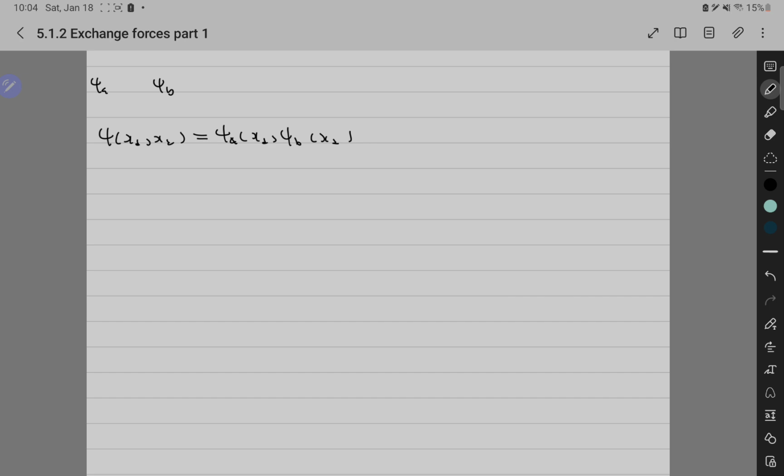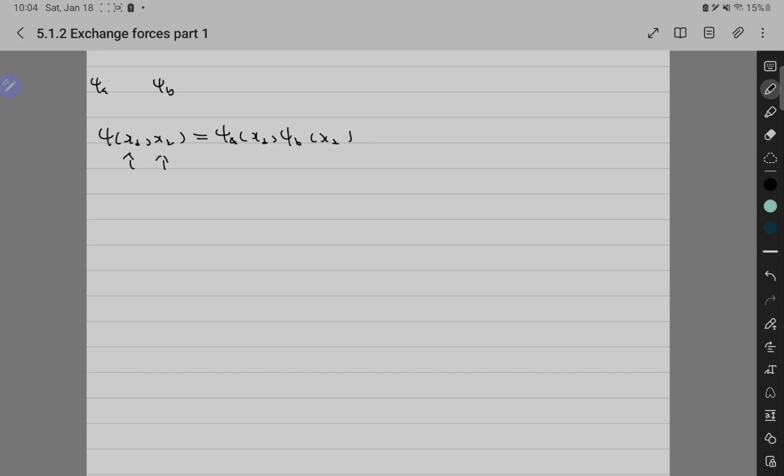So what this means is that we can break down the combined wave function into two individual one-particle wave functions. And x1, x2 here are the spatial coordinates. Sometimes the textbook uses r1, r2, but they're interchangeable. So x1, x2, r1, r2, whichever one you want to use, they should be the same.